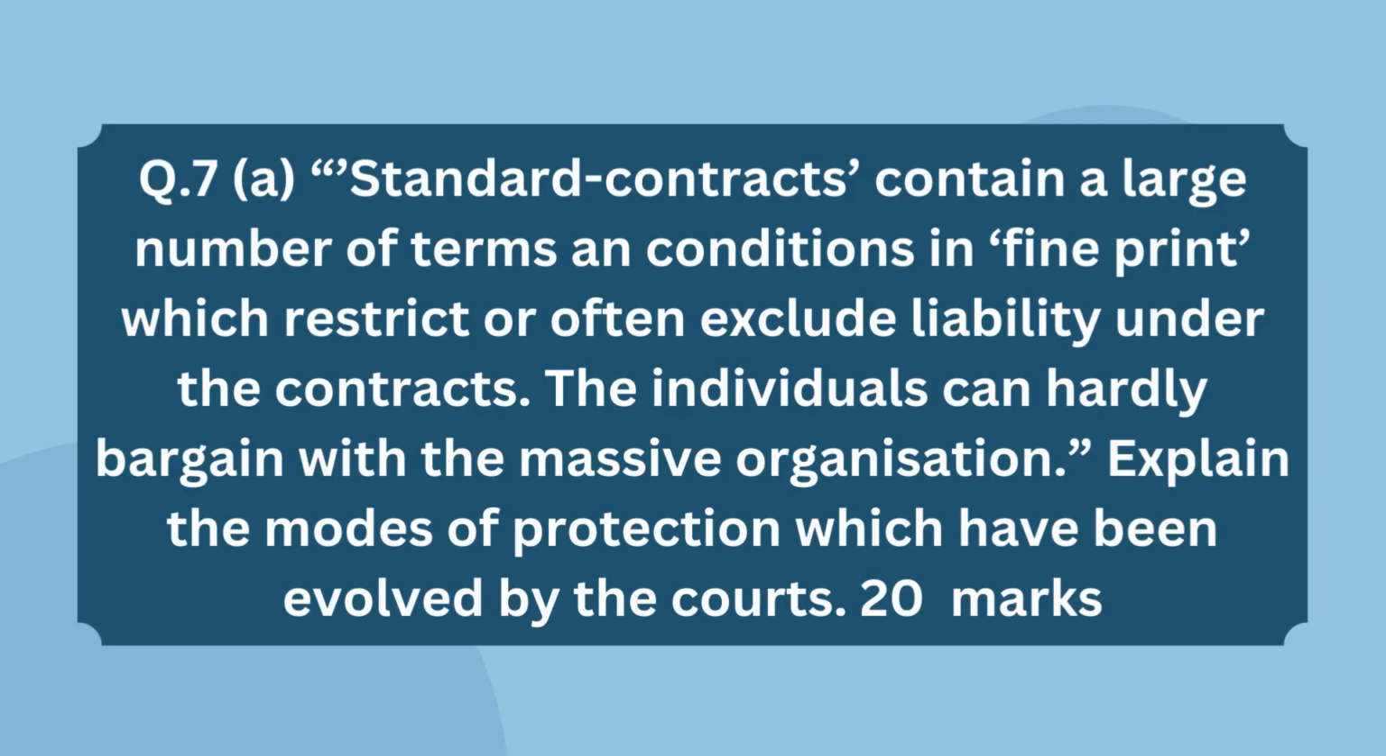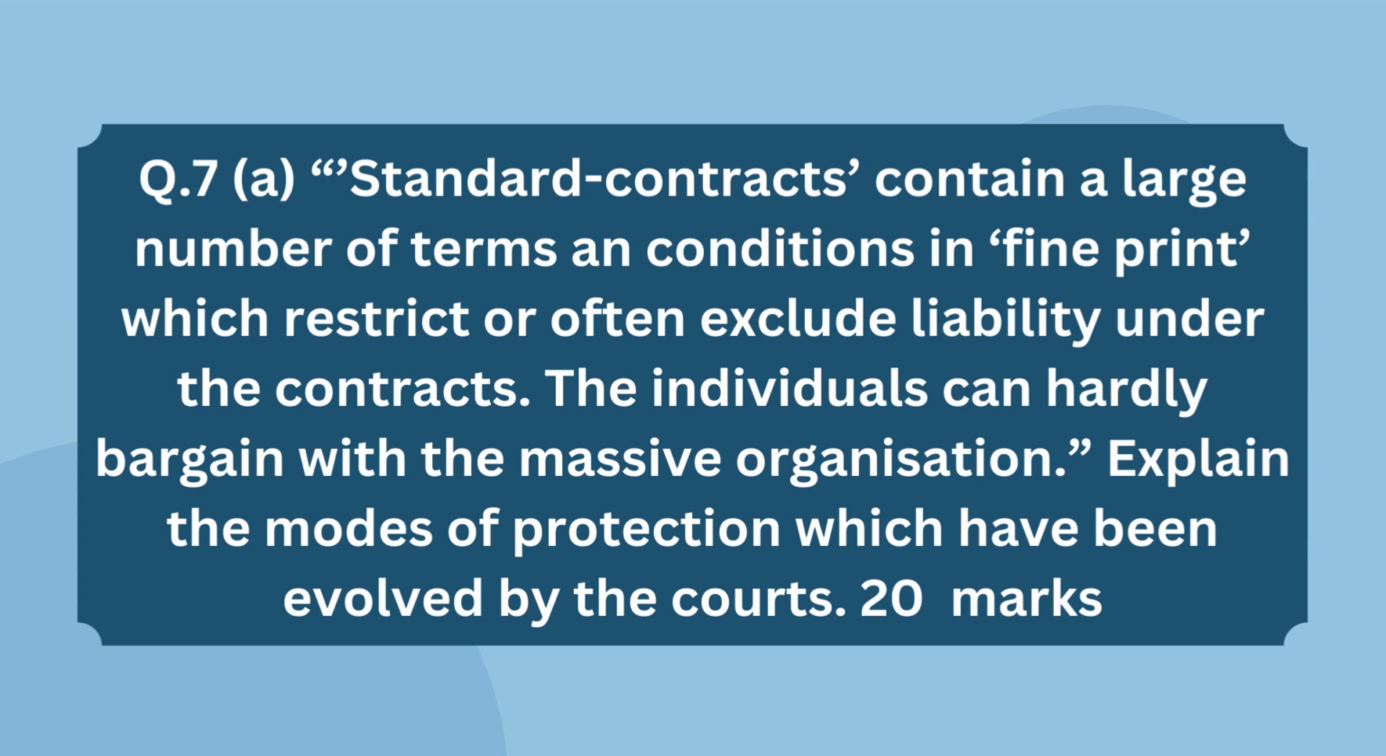Now it is the next question, question number 7. Standard contracts contain a large number of terms and conditions in fine print which restrict or often exclude their liability under the contracts. The individuals can hardly bargain with the massive organization. Explain the modes of protection which have been evolved by the courts.